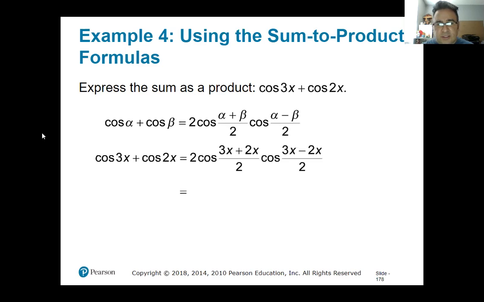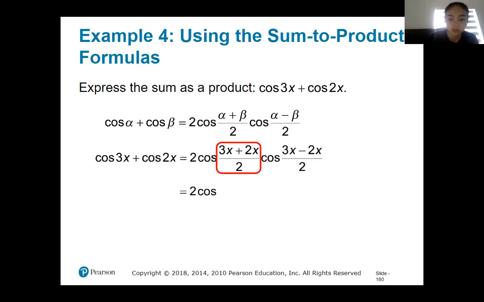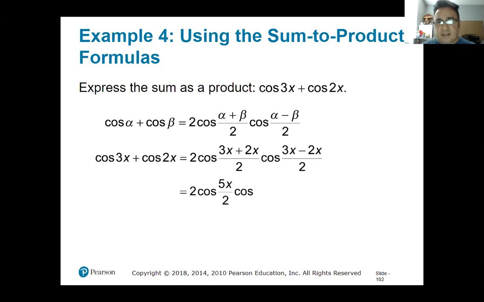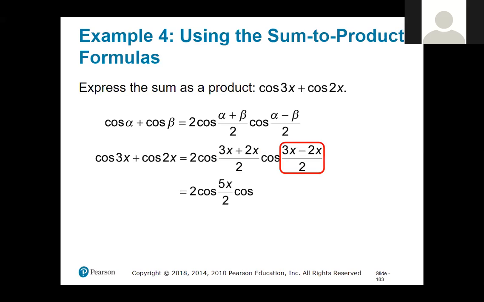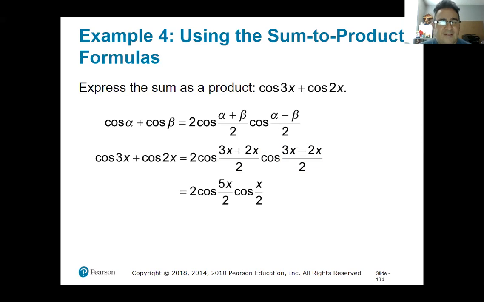All right, now we just need to finish simplifying. We still have the 2 cosine, and now we simplify the 3x plus 2x over 2, which gives us what? 5x over 2. Good job. And the other part, 3x minus 2x over 2, is X over 2. Yeah, X over 2. And that is our lesson for today.